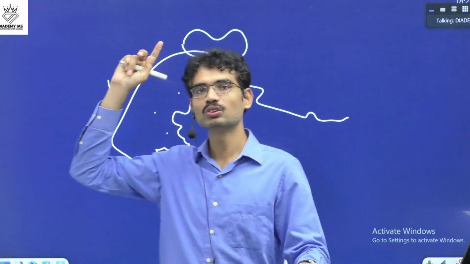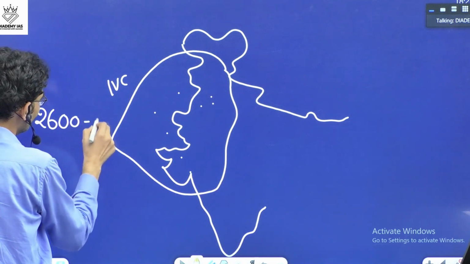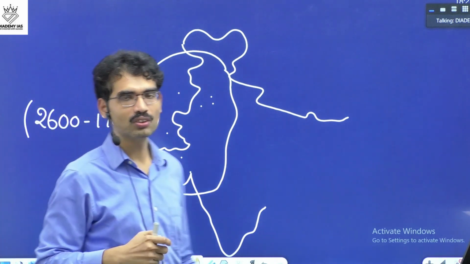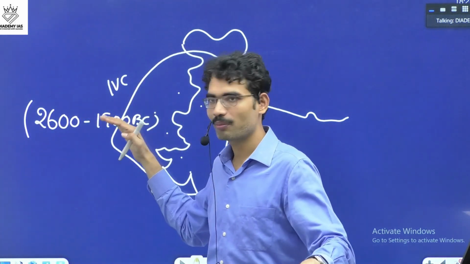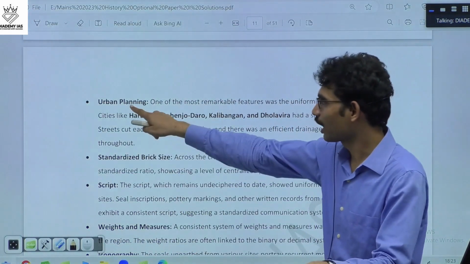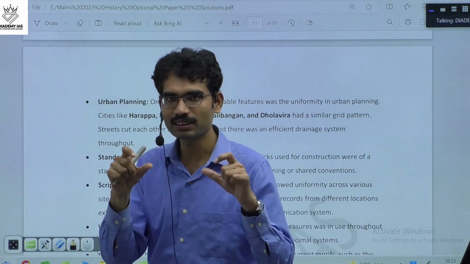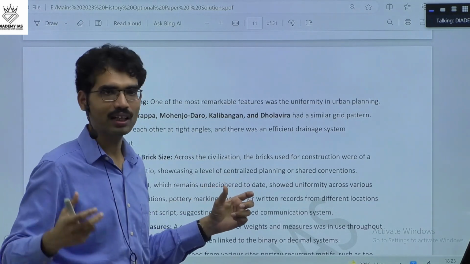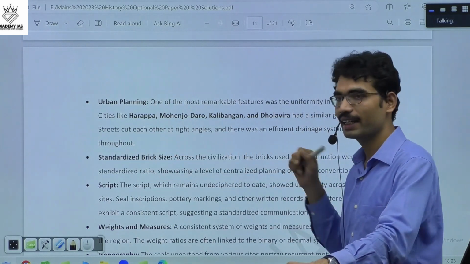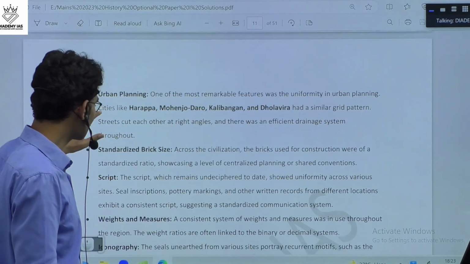We are talking about thousands of years ago. Mature Harappan phase is 2600 to 1900 BC. So around 4000 years ago, talking about common town planning is a great feat. That is what you will mention. Urban planning, commonality, standardized bricks, and brick size also, whether it is Harappa, Dholavira, or Rakhigarhi, in different places it is standardized brick. That is another striking similarity.